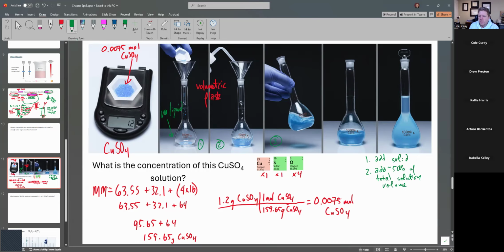Step three, what you want to do is swirl it. You want to swirl the solution to get the solid into solution.